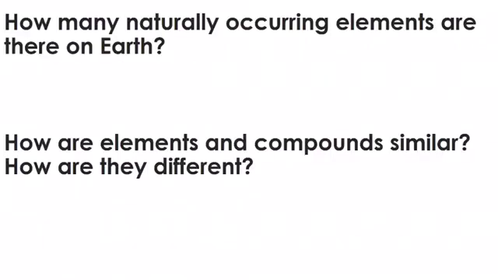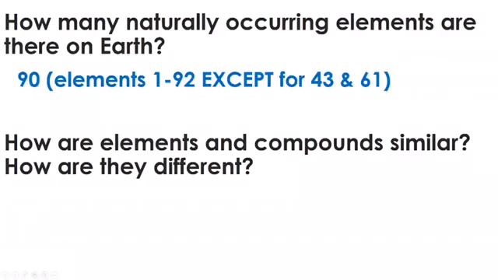Okay, we're almost there, I promise. Last two questions. How many naturally occurring elements are there on Earth? The answer to that is 90. Technically, that's elements 1 through 92. But because there's a couple of man-made elements in that section, the number of them is 90. But everything up through uranium are naturally occurring elements.